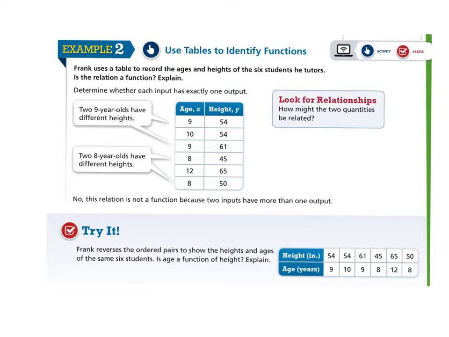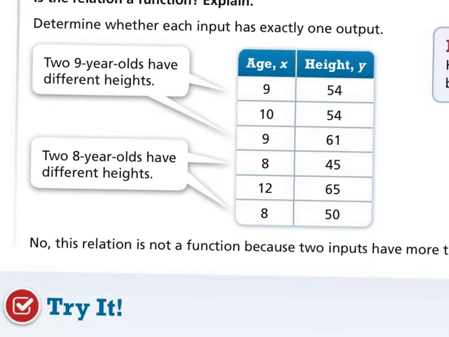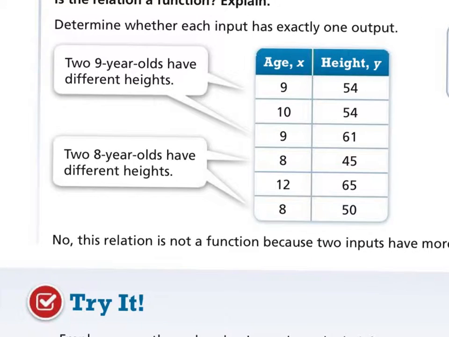So we'll look at example 2. Frank used a table to record the ages and heights of 6 students he tutors. Is the relation a function, and explain? Okay, so as we look over this, what you might notice, for example, the first person was 9 years old, they were 54 inches tall. The third person was 9 years old, they were 61 inches tall. So same age, in other words, same input, but two different outputs. So this is actually not a function.